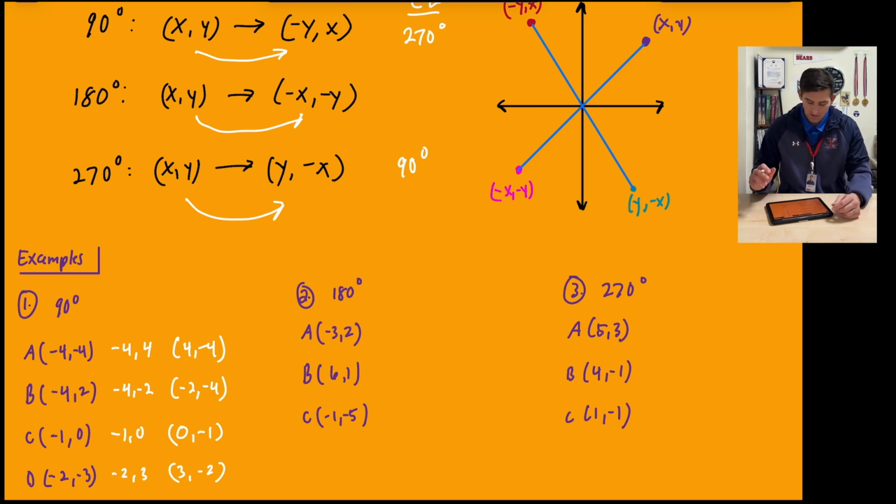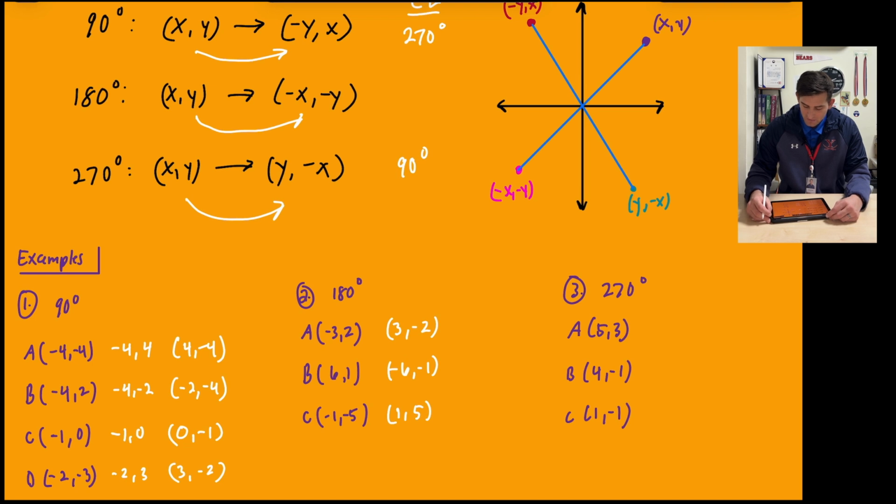All right. Okay, 180, we don't have to do the step in the middle, right? Because it's kind of just one step. We just make both opposite. So for A, we would go from (-3, 2) to (3, -2). B, we would go from (6, 1) to (-6, -1). And for C, we'd go from (-1, -5) to (1, 5), right? So 180, a little bit easier. No switching of the coordinates, just making both opposite.